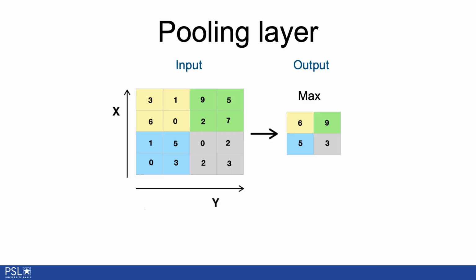Another very standard type of layer is the pooling layer. A pooling layer takes as input a two-dimensional pattern of activity illustrated on the left and simply computes the maximal activity in different small patches, illustrated here in different colors. So a pooling layer effectively downsamples the activity in a spatial pattern of inputs.